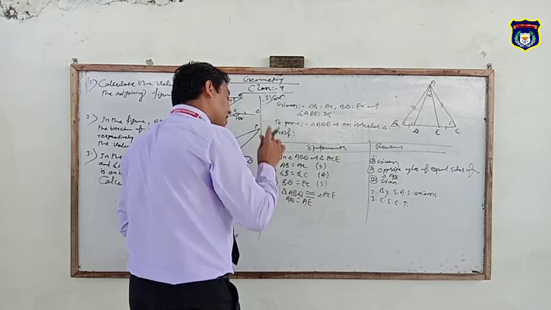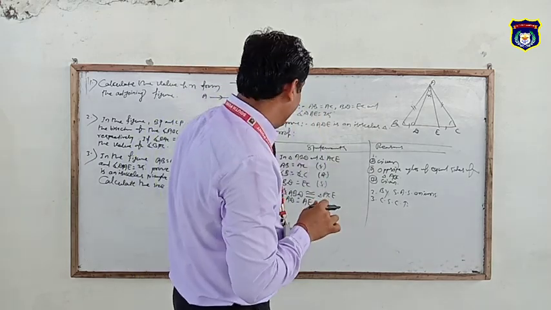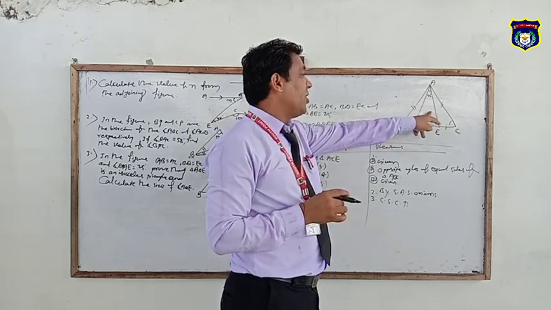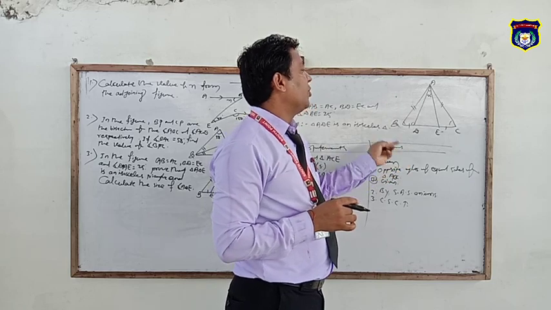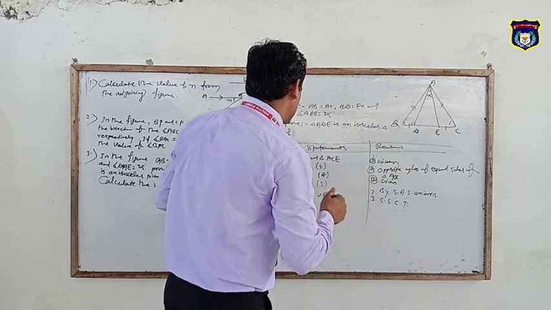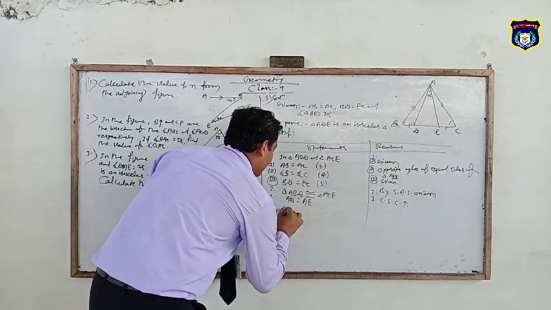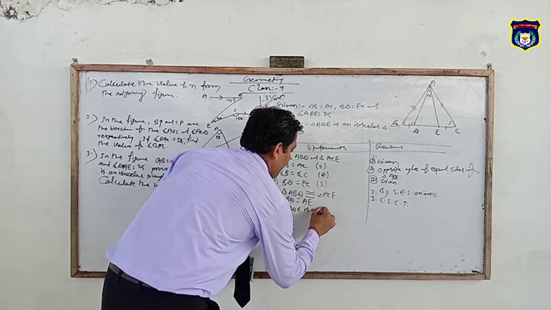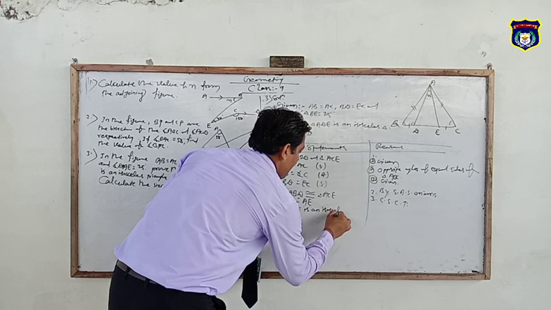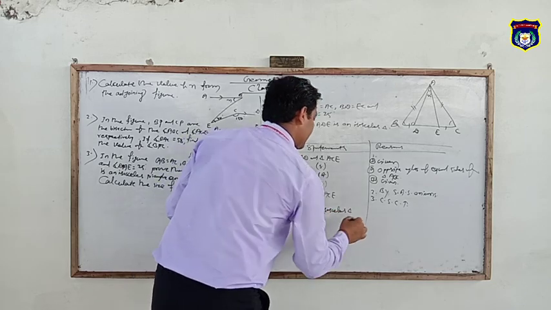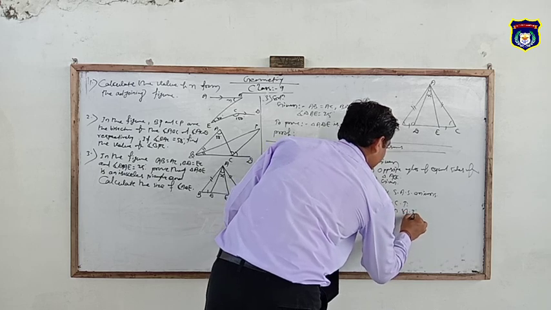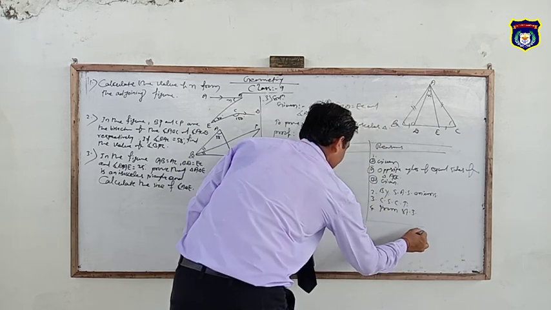Now in step 4, in the triangle, AD equal to AE means two sides are equal. So directly you can write that triangle ADE is an isosceles triangle, from statement 3. This is proved.